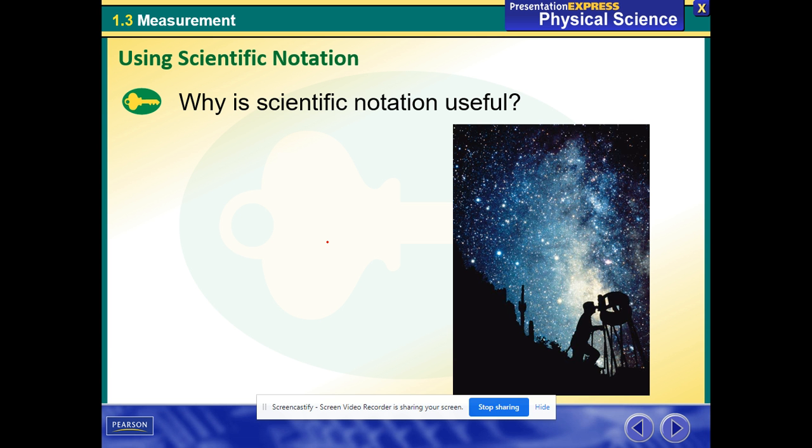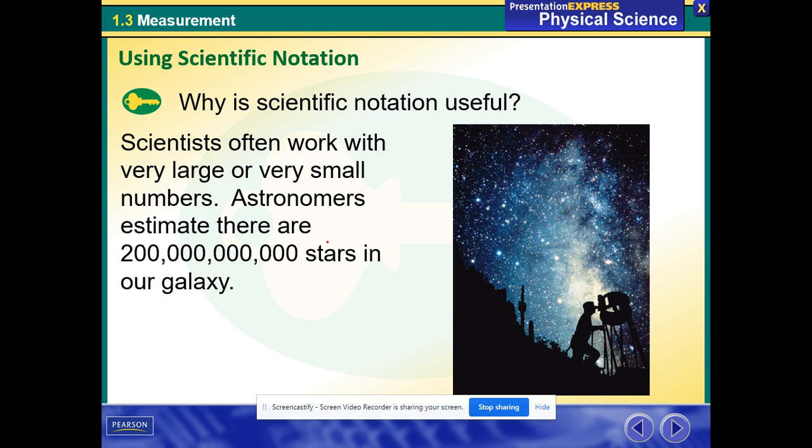Since our key question asked, why is scientific notation useful, it is important to understand that scientists often work with very, very large numbers or very small numbers. Astronomers, or scientists that focus on learning more about outer space, estimate that there are about 200 billion stars in our galaxy. That is a very large number, so using scientific notation helps us work with that number a little bit easier.